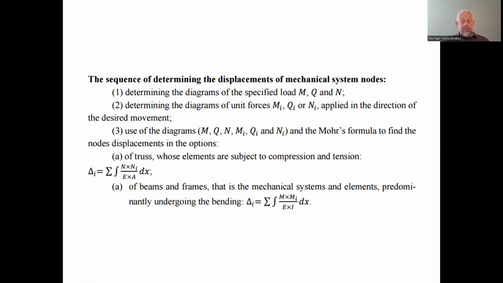Or if we would like to find the displacement of a frame. A frame is usually a rigid connection of the elements of the mechanical system. So we would consider predominantly the product of diagrams of the bending moments and the patterns of the change along the axis. So in this case, we will have the Mohr integral as the first summand of the general equation of the Mohr integral, neglecting the second and third summand, etc.